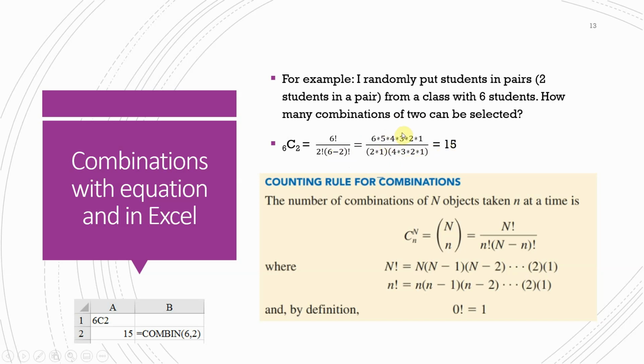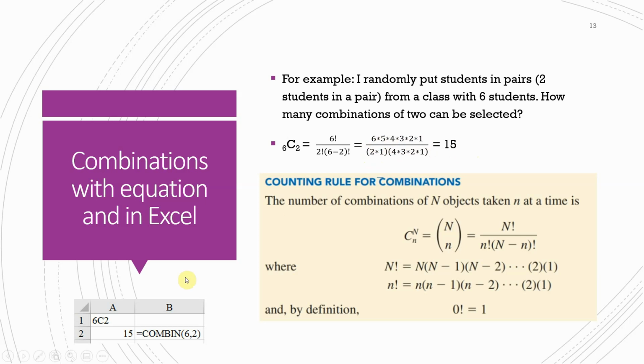I'd like to point out that a lot of this stuff cancels out, so please don't sit there with your calculator multiplying 6 times 5 times 4 times 3 times 2 times 1 divided by and so on. Right, if you notice, 4 times 3 times 2 times 1 is written right here as well. These actually cancel out. So really we just have 6 times 5, which is 30, divided by 2 times 1, which is just 2. So 30 divided by 2 is 15. So just look for little shortcuts like that.